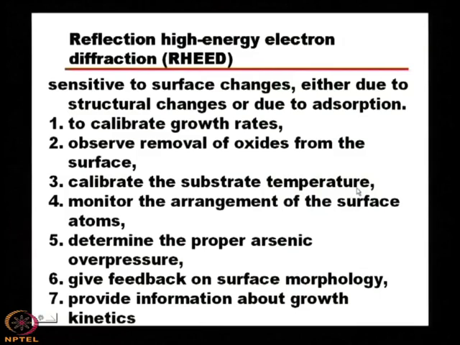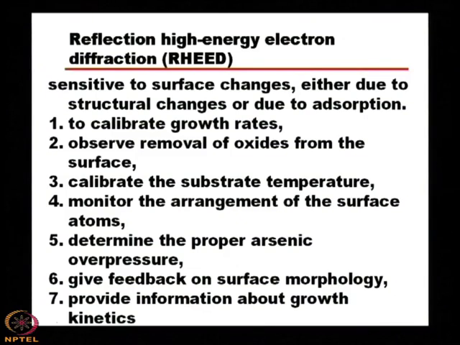Calibrate the substrate temperature, monitor the arrangement of the surface atoms, determine the proper arsenic overpressure, because when gallium arsenide is grown, arsenic overpressure must be there, because even at 480 degree centigrade growth temperature, arsenic will evaporate from the substrate surface. So, it must be grown using arsenic overpressure. Give feedback on surface morphology, provide information about growth kinetics. So, all these 7 important aspects of the growth can be monitored using this RHEED spectroscopy.